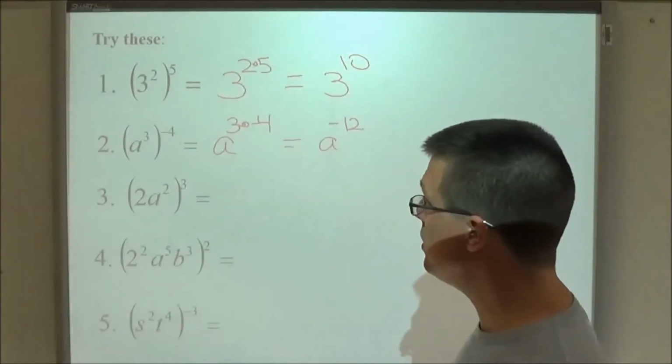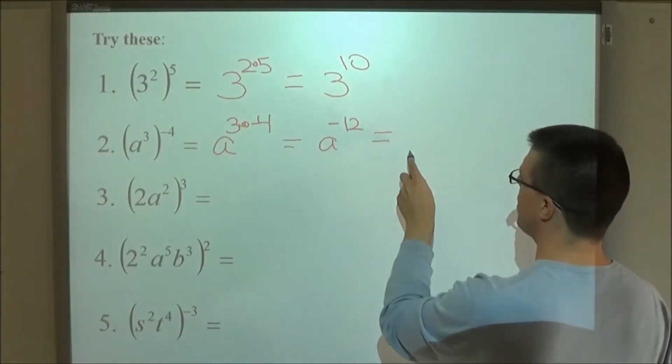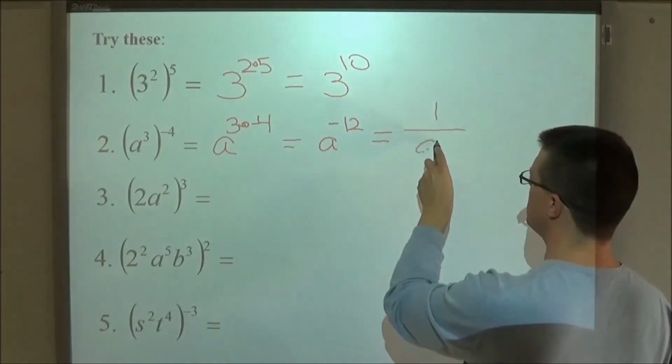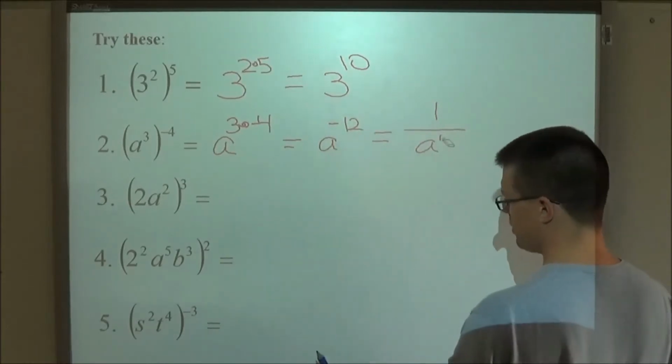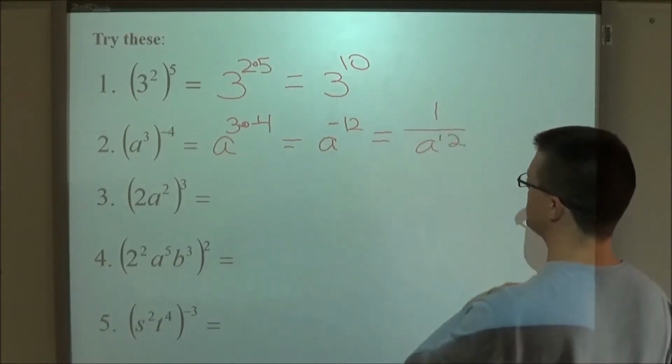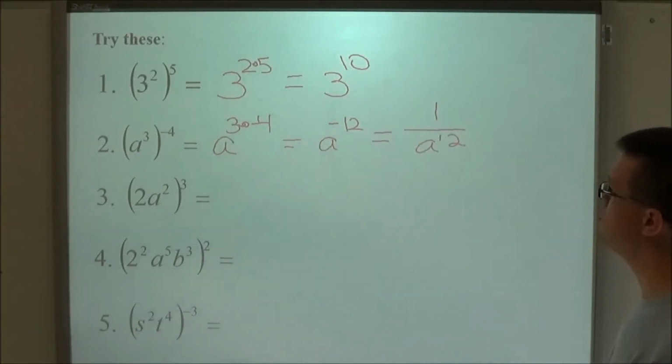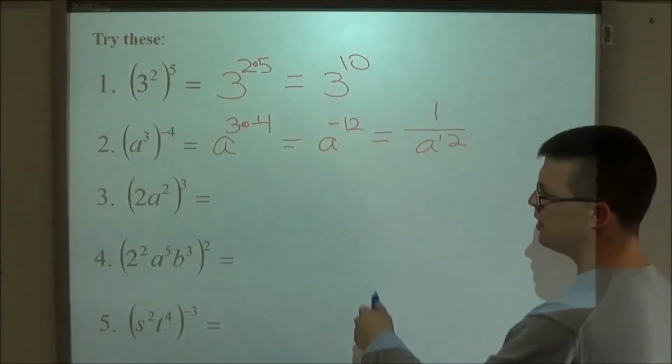What do we have to do to it? Well, we have to make it positive, and the way you make it positive is throw it into the denominator. And when you do that, you have simplified and said what this really is. It's 1 over a to the 12th power. Let's look at number 3.